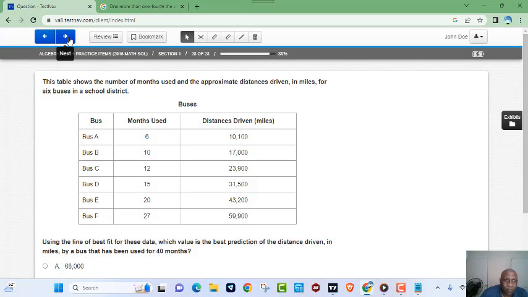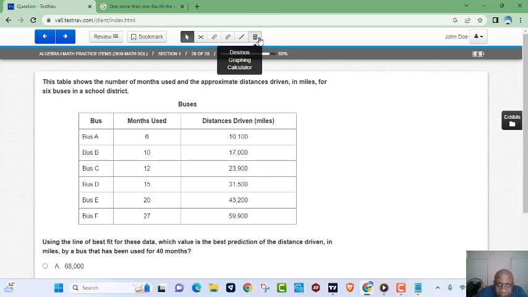All right, one more question. Let's see. This table shows the number of months used and the approximate distances driven in miles for 6 buses in the school district. Okay, so 6 buses, bus C this, bus that. Okay, using the line of best fit, which value is the best prediction of the distance driven in miles by a bus that has been used for 40 months?